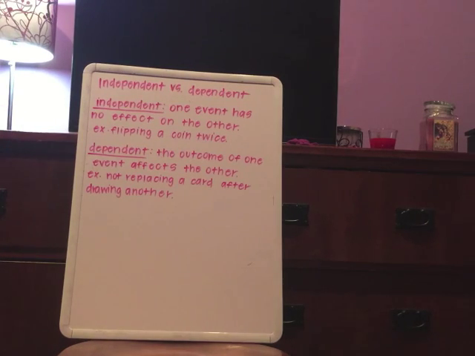Independent versus dependent. Independent is when one event has no effect on the other, and an example is flipping a coin twice. And dependent is when the outcome of one event affects the other, like not replacing a card out of 52 cards, only having 51, which affects the probability.